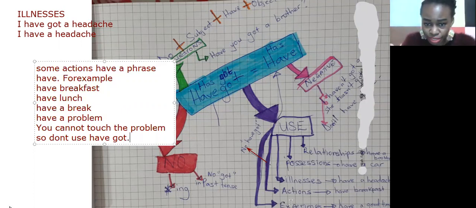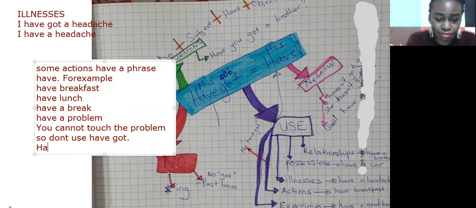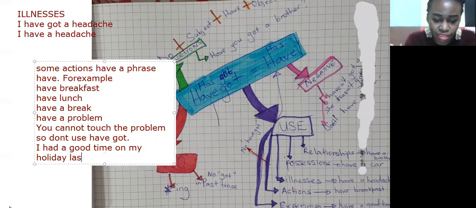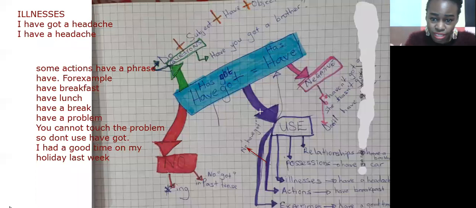Okay, so we have experience. Have a good time. For experiences, do not use have got. So I had a good time. For example, I had a good time on my holiday last week. Güzel vakit geçirdim. Do not use I have got. Çünkü dokunamazsın o güzel zamanda. So I have a good time diyeceğiz ya da I had a good time. So these two, actions and experiences, do not use have got. But illnesses, so these three, you can use have got.